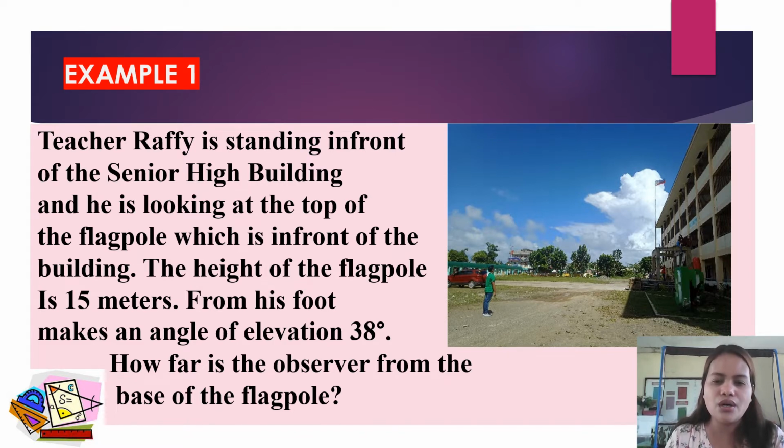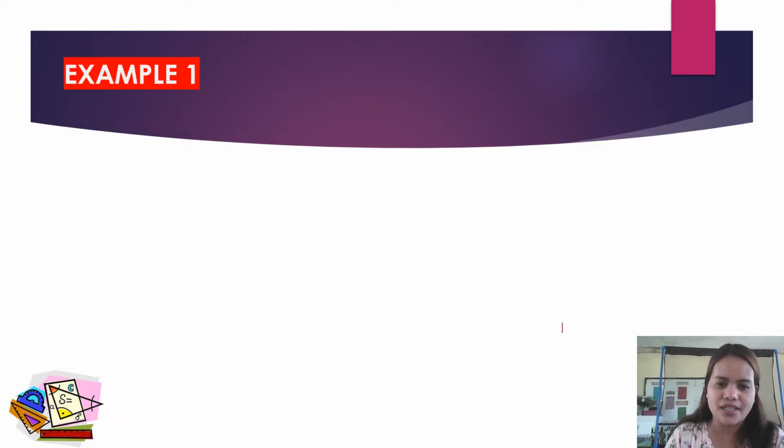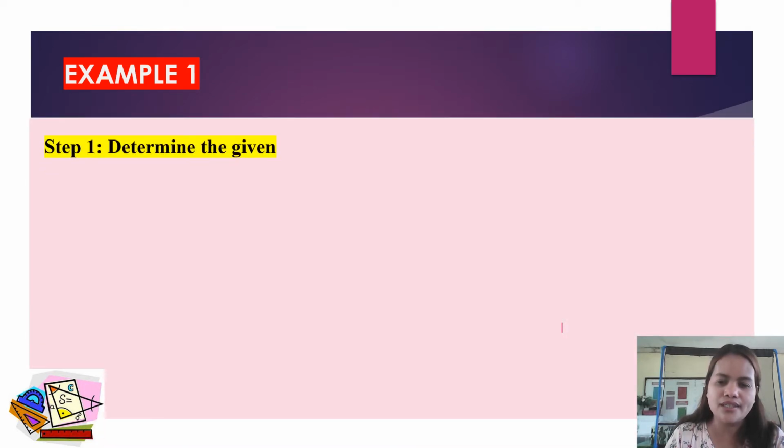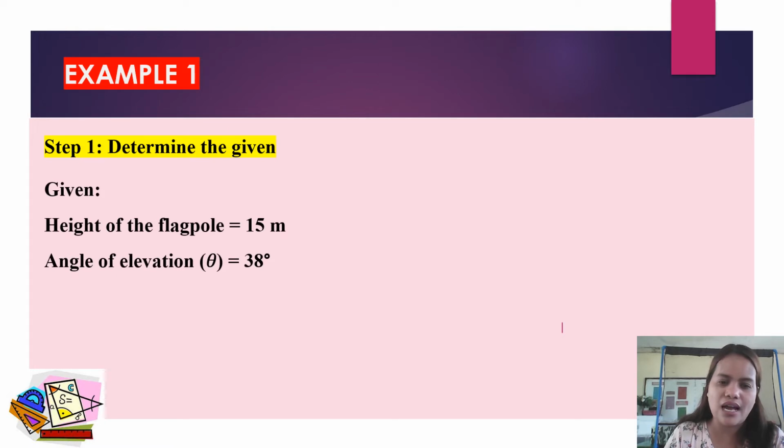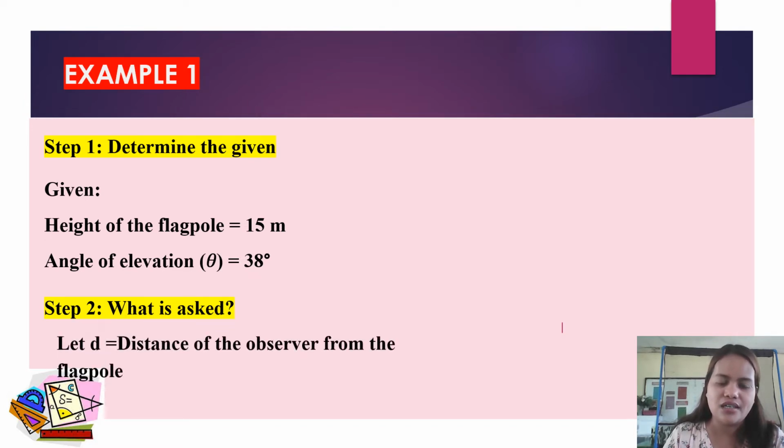So, we are going to follow 4 steps in solving real problems. So, do not forget our previous lesson in identifying the 6 trigonometric ratios, the SOHCAHTOA. Okay. Step 1 is you're going to determine the given. So the given is the height of the flagpole, which is 15 meters. The angle of elevation, 38 degrees. Step 2, what is asked? Ano yung hinahanap? Let D be the distance of the observer from the flagpole.